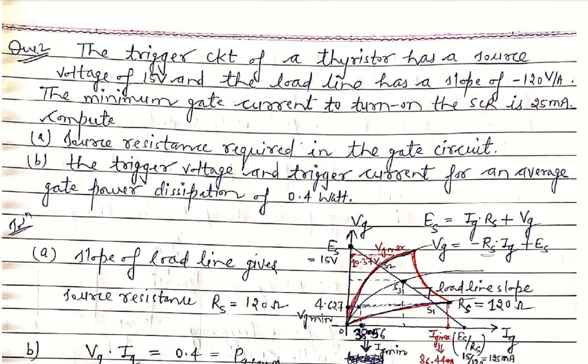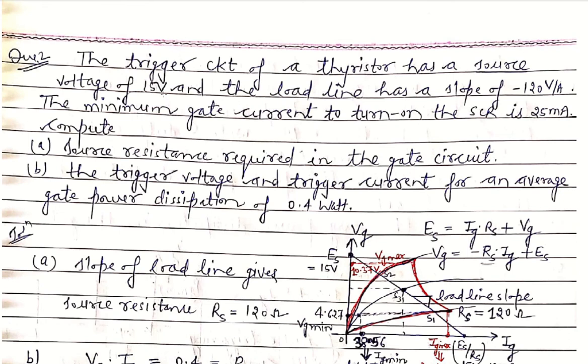The trigger circuit of a thyristor has a source voltage of 15 volt and the load line has a slope of 120 volt per ampere. The slope is negative, and this is the slope of the load line, and the source voltage Es is given as 15 volt. The minimum gate current to turn on the SCR is 25 milliampere. This is the latching current given in the problem. We have to find the source resistance required in the gate circuit. The second part is the trigger voltage and the trigger current for an average gate power dissipation of 0.4 watt. This is also a continuous gate triggering problem.